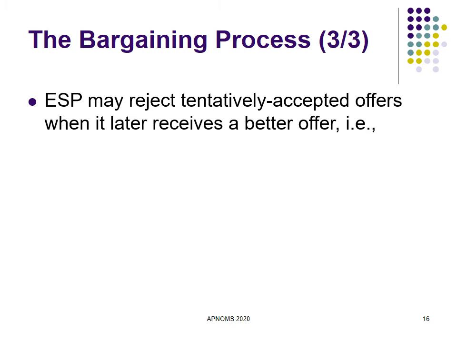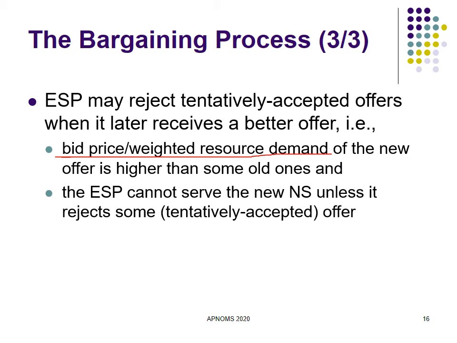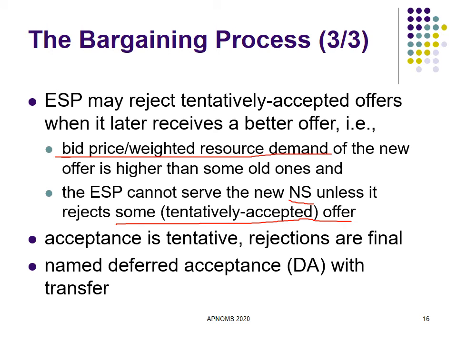An edge service provider may reject a tentatively accepted offer when he later receives a better offer. That is, when the new offer has a higher bid price divided by the weighted resource demanded than some old ones. And also the edge service provider cannot serve the new network service unless he rejects some tentatively accepted old offer. Therefore, the acceptance of the edge service provider is only tentative. However, the rejections are final. So we call this the deferred acceptance algorithm, DA. It's a well-known algorithm in matching. Because we have money involved, it's DA with transfer.